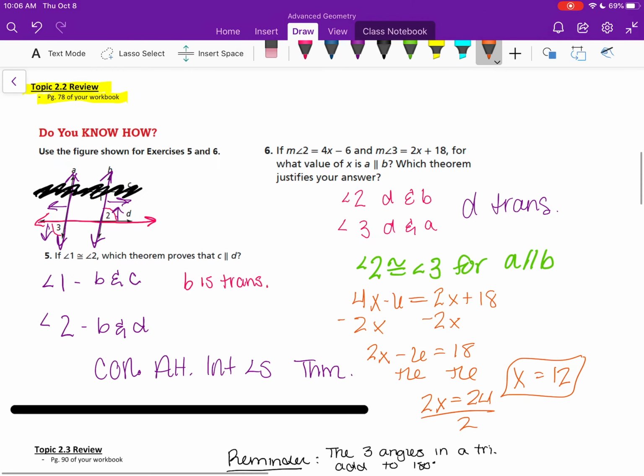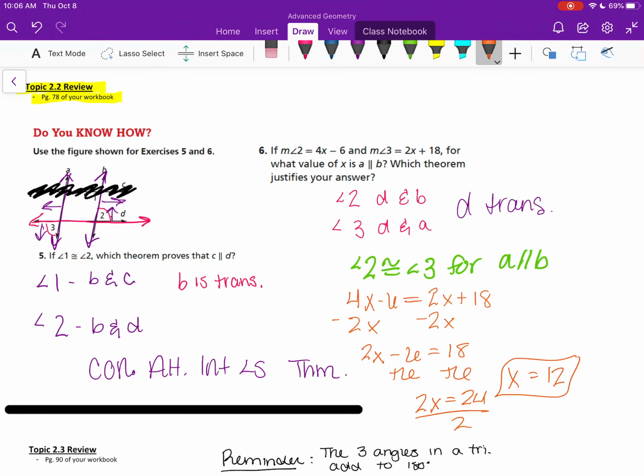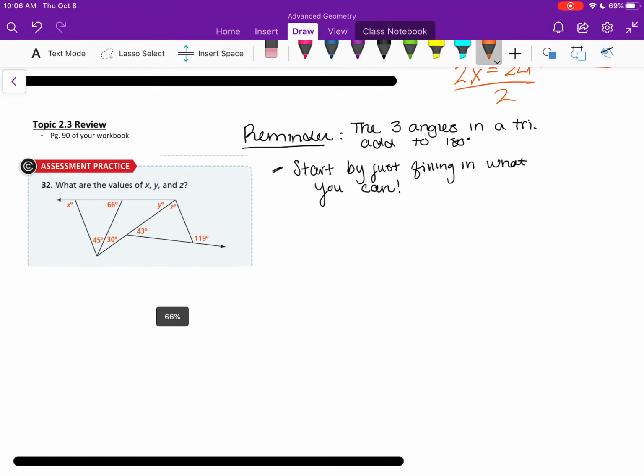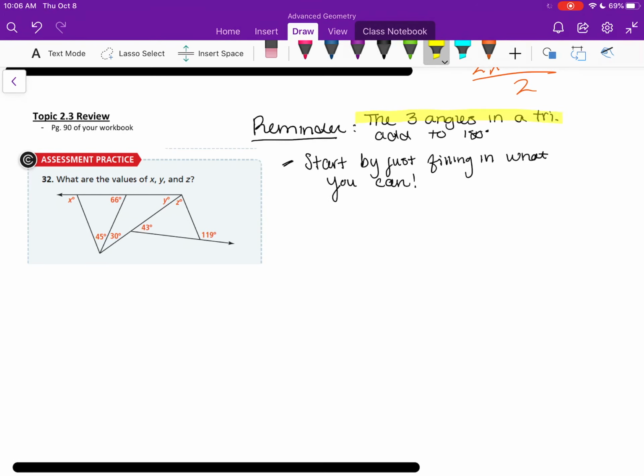That was section 2.2. Now let's flip to page 90 and do a quick review of 2.3. 2.3 was when we learned that the 3 angles in a triangle add to be 180 degrees. So this is going to be a question like one on your test, where you're given several figures and you're asked to solve for missing pieces. And the easiest way that I like to teach you guys how to do this is start by just filling in what you can, like missing pieces.